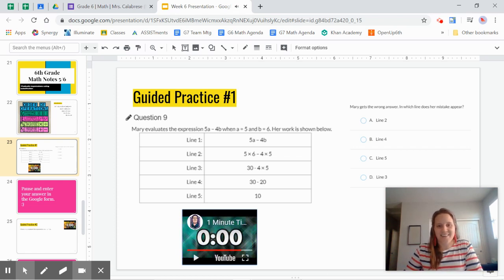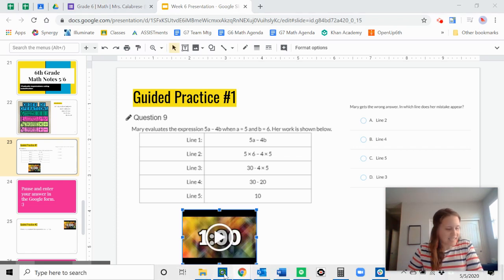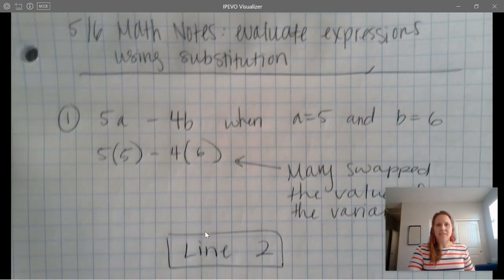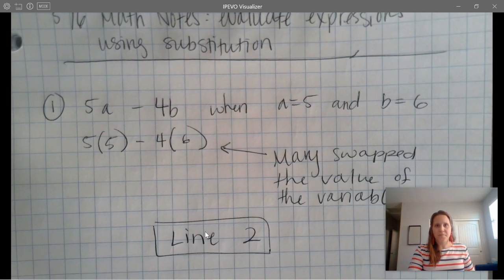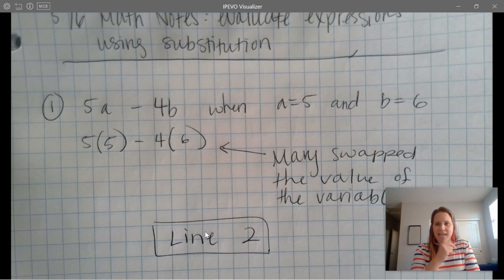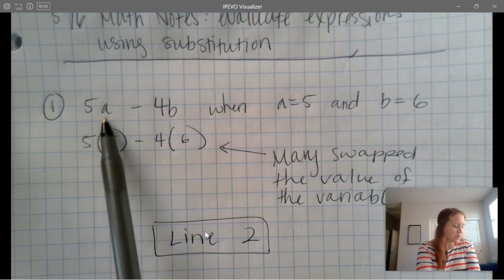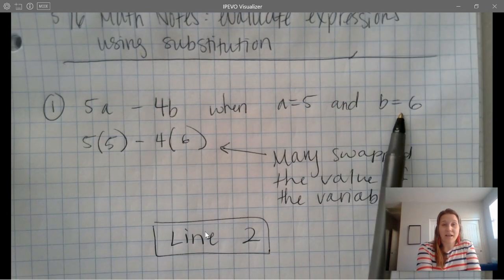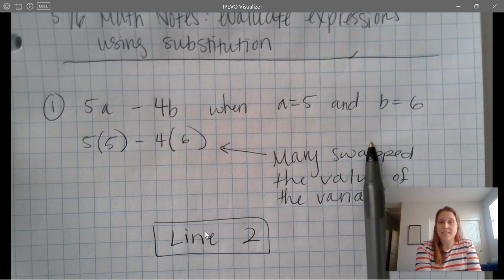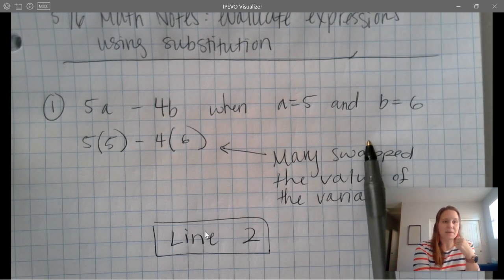All right, there is our time. Go ahead and take a look at my thinking. I started to evaluate this myself, and I found the mistake right away. I wrote the original expression and I wrote the value of the two variables. If I hadn't done this step, I might not have caught the mistake. So this is an important one to keep in mind.